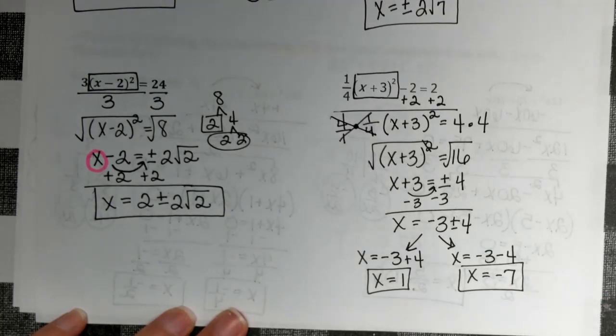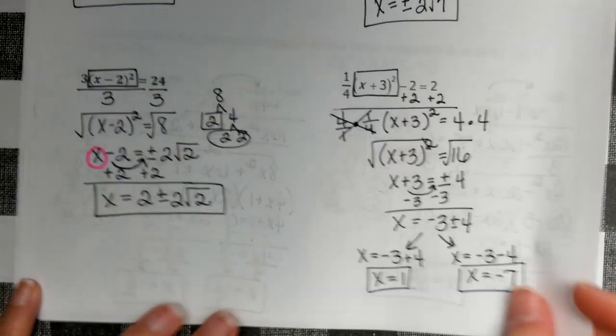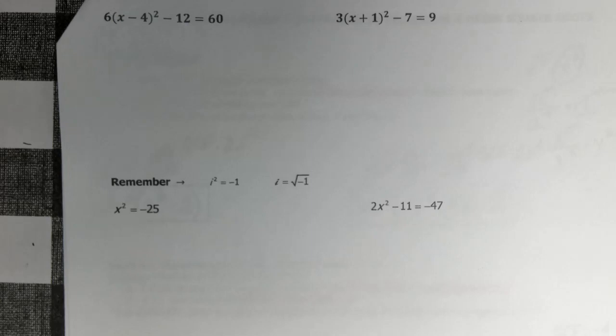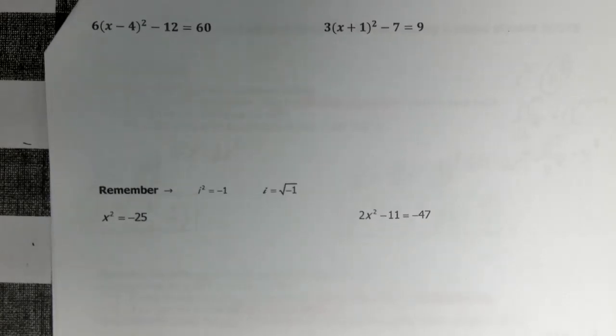So when you have a perfect square, at some point you should be splitting it to get your two answers. But if it has a radical, you leave it as is. Okay? Alright, so I want you to do the next one.